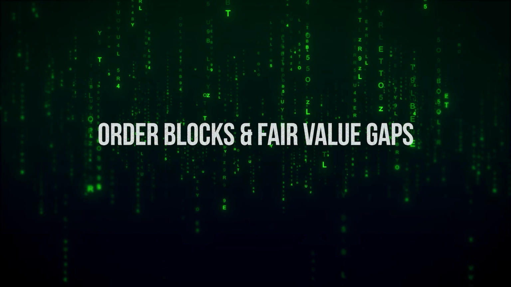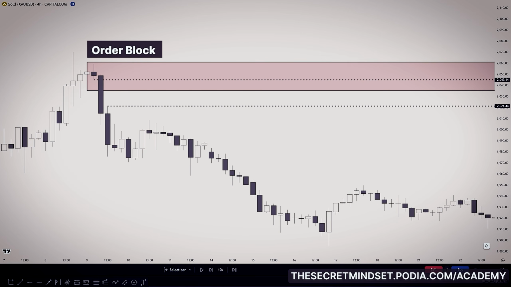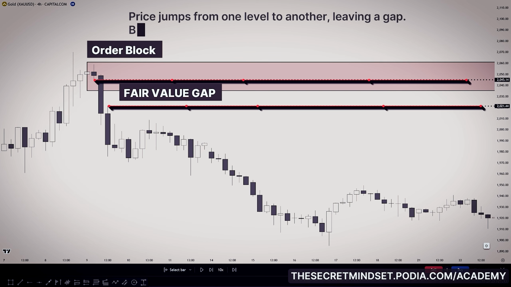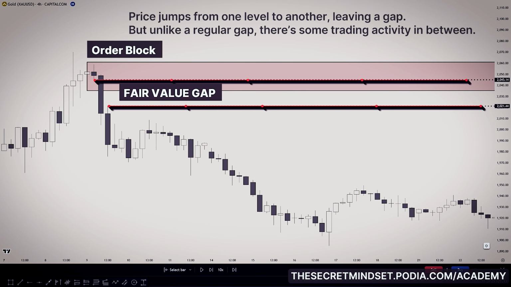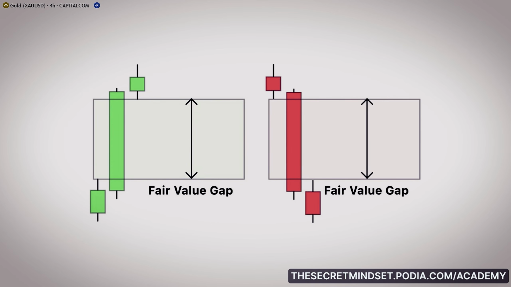High probability order blocks are followed by fair value gaps. These happen when price jumps from one level to another, leaving a gap. But unlike a regular gap, there's some trading activity in between. This imbalance signifies a sudden surge in buying or selling pressure, indicating the presence of institutional orders. These gaps show up as big candles on charts. The candles next to them don't touch fully.